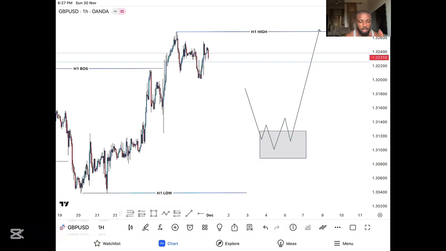All right, once I see that pattern, I know that we've gotten to the end of that pullback, and then I'll start looking for buys ASAP. Okay, so nothing too difficult.